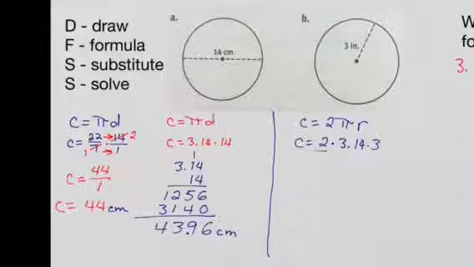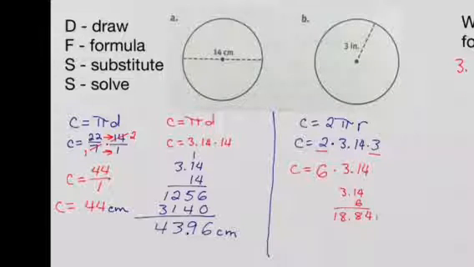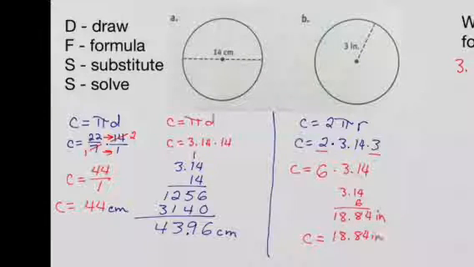So I'm going to multiply 2 times 3. 2 times 3, of course, is 6. So now we have circumference equals 6 times 3.14. So now I must multiply 3.14 times 6. And when I do that, I get 18.84. And of course, we know that is inches. So my circumference equals 18.84 inches.